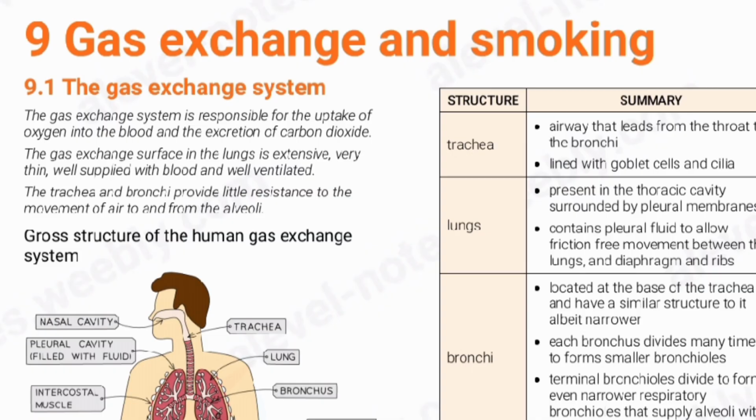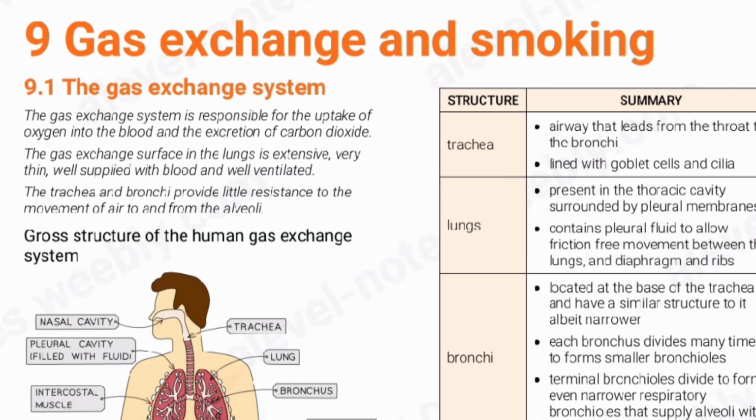Then from the bronchioles we have very narrow tubes, less than 1 micrometer, that carry air from the bronchioles to the alveoli. In other words, they do not contain cartilage, unlike the trachea and the bronchi, and so they can collapse.